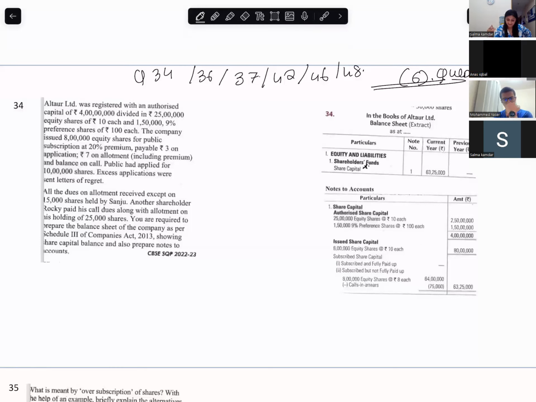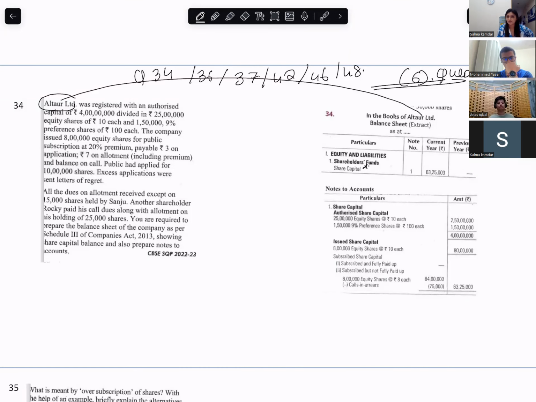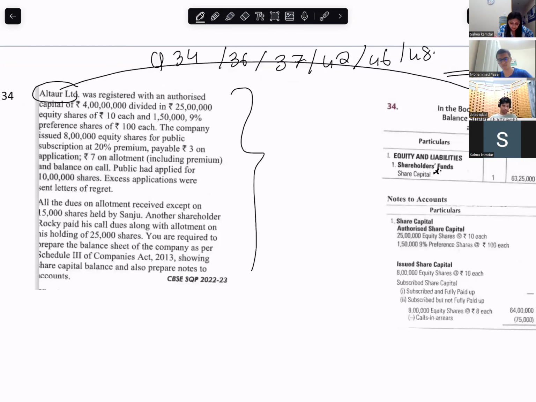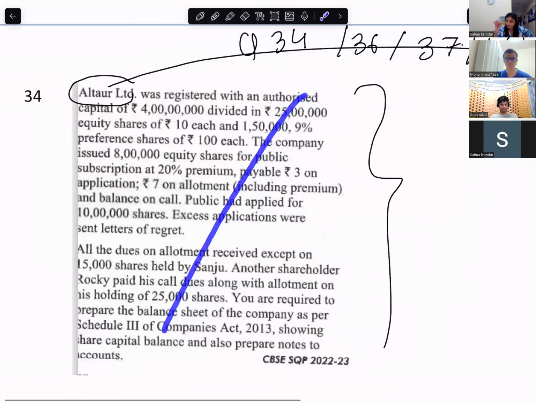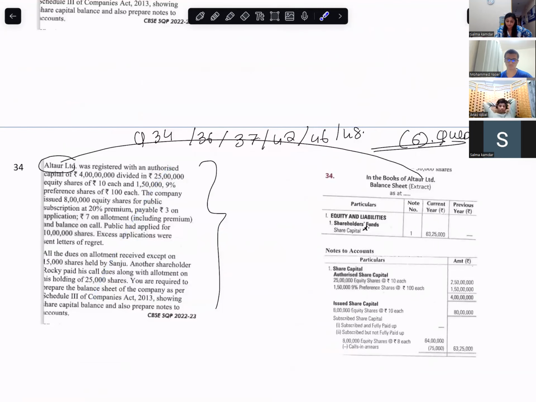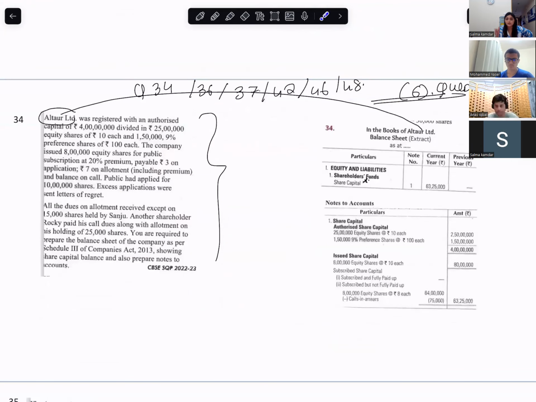So first thing that we write is, we will see the name of the company. Write in the books of the company, balance sheet, in the bracket extract, as at. It is compulsory to do it. Next line, add the date. Do we know the date? No. So I will put 3 dots. Then particulars, note, current year, previous year.